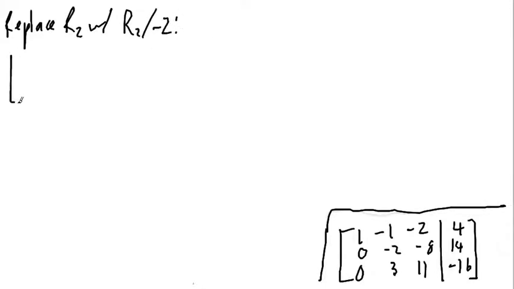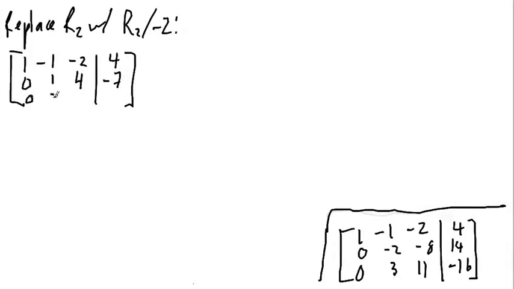What do I end up with? The top row stays the same, 1, -1, -2, 4. The middle row changes, 0, 0 divided by -2 is 0, -2 divided by -2 is 1. Let me rewrite that. -8 divided by -2 is 4, and 14 divided by -2 is -7, and the bottom row stays the same, 0, 3, 11, and -16.